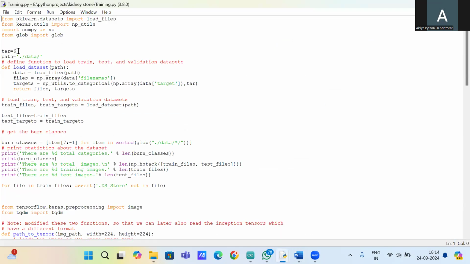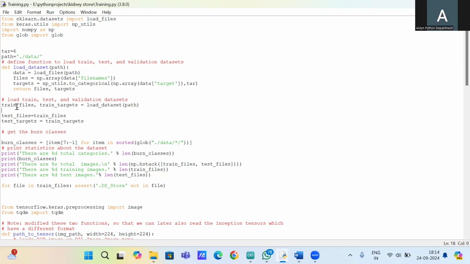Yeah, this is our training code. Target is six because we have six classes. Path is nothing but our dataset path. Here we will load our dataset, and it will extract the file names and the targets. File name is nothing but the names of the files, and here we will encode the targets. Then we are doing the encoding here and it will return files and targets to load the dataset.